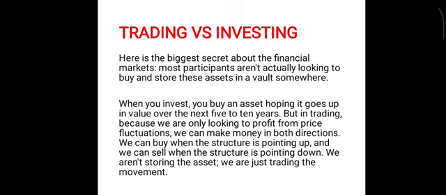But as a trader, because we are only looking to profit from price fluctuations, we can make money in both directions. Whether Bitcoin is increasing from $20,000 to $30,000, or it is decreasing from $90,000 to $70,000, we can make money trading both directions. We can buy when the structure is pointing up, and we can sell when the structure is pointing down. We aren't selling the asset, we are just trading the movement, which means we don't need to own the asset in our wallet, but we can still capitalize on the price fluctuation with a capital as minimum as $10 or even $5 on some exchanges.